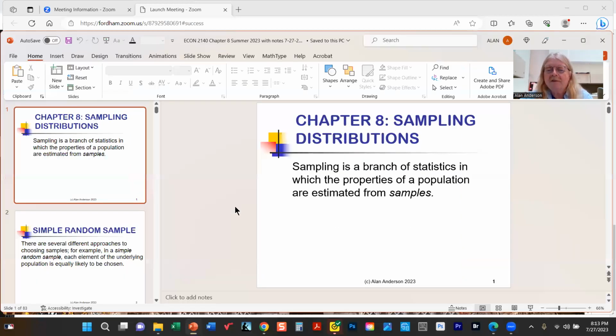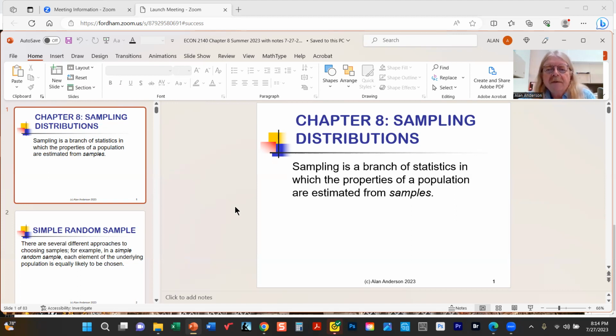Okay, so we're ready for chapter 8, which you can see is sampling distributions, and it ties in very closely actually with chapter 7, where we talked about the normal distribution. So in other words, in this chapter, everything we do will be based on the normal distribution, but we're going to use the normal distribution in a somewhat different way than what you're used to seeing, because our focus is going to be on samples, okay?